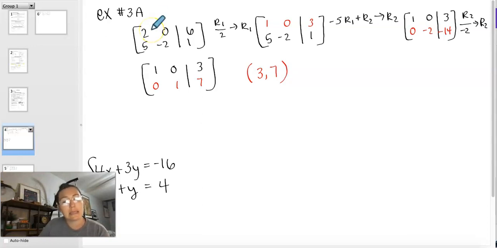Hopefully this one was a little bit easier to understand than the one that we did in our notes. This one was definitely more simple and more standard to the procedure. Alright, we're going to go ahead and try this guy.